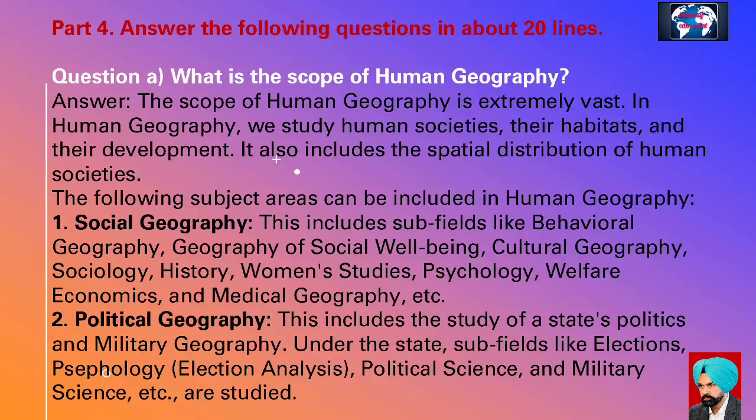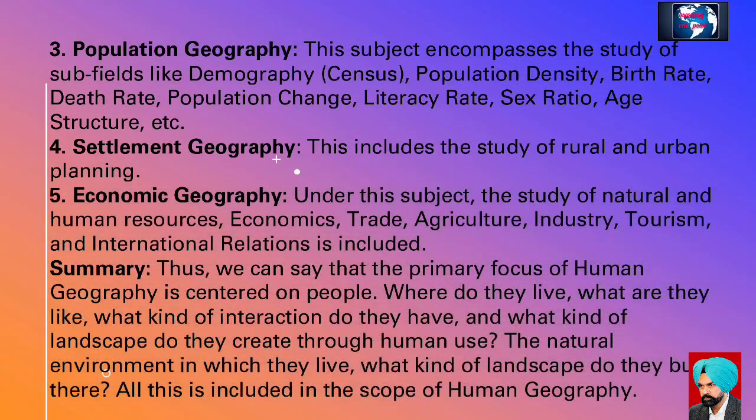1. Social geography. This includes subfields like behavioral geography, geography of social well-being, cultural geography, sociology, history, women's studies, psychology, welfare economics, and medical geography etc. 2. Political geography. This includes the study of a state's politics and military geography. Under the state, subfields like election psephology, election analysis, political science and military science etc. are studied.